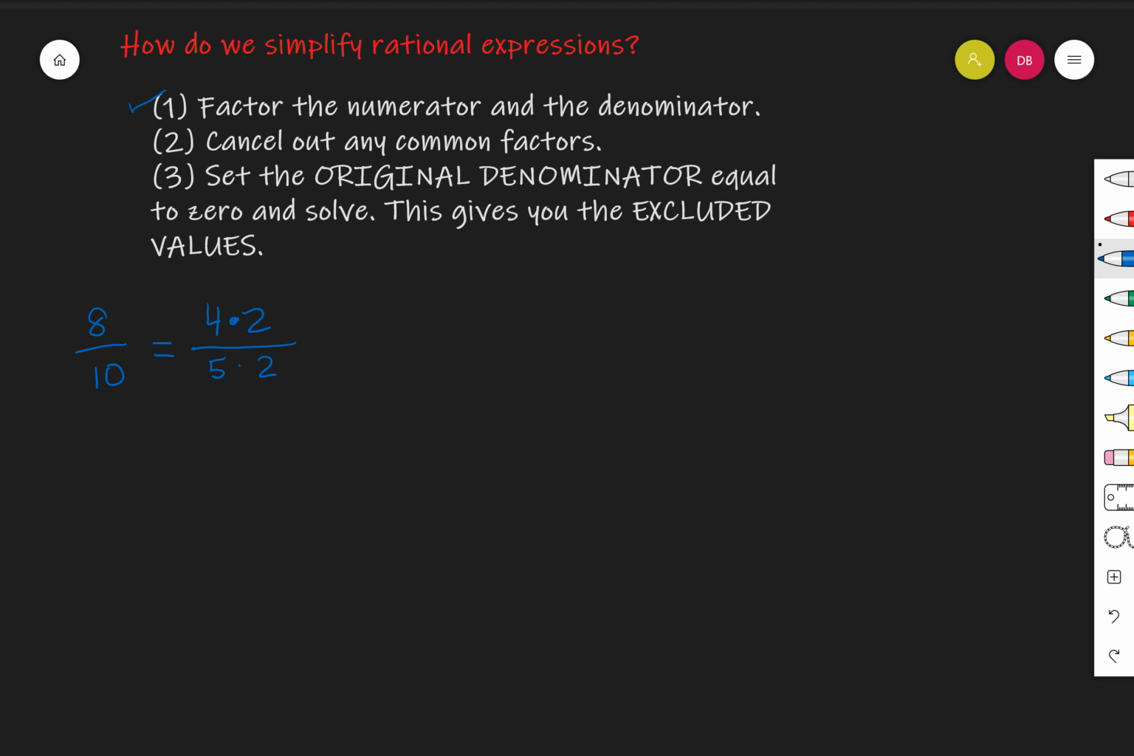Our second step is to cancel out any common factors. So they share a common factor, and it's 2. There's a 2 here, there's a 2 there, and those will cancel out. So that leaves us with 4 over 5. And hopefully you know how to do that. Simplify 8/10 and get 4 over 5.